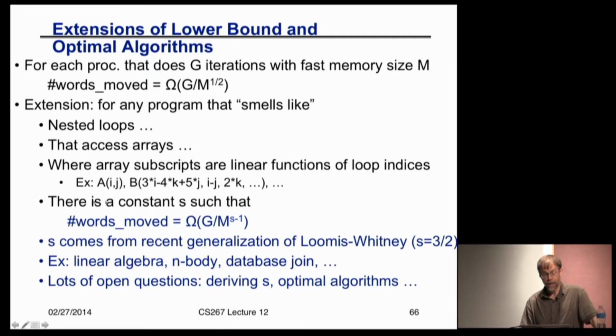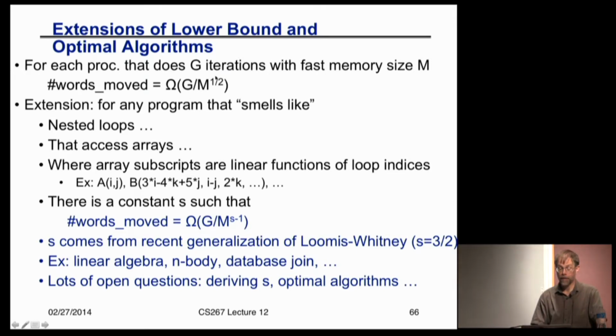Then it turns out that there's another lower bound that looks almost the same as this one. It's lower bounded by the number of times you execute the inner loop divided by m to some magical exponent. The magical exponent was 1/2 for matrix multiply. But it's going to be something else depending on how many loop iterations you have, how many arrays, and what all these funny linear functions are. And it depends on a recent generalization.